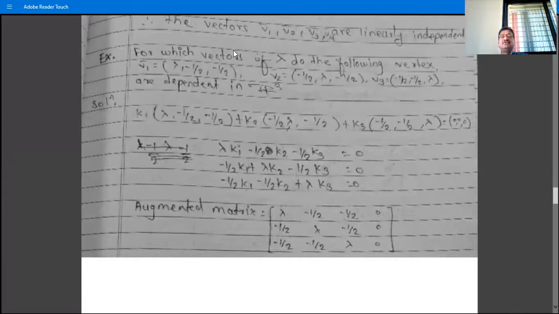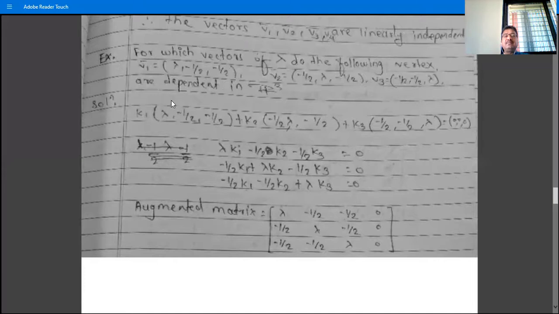For which values of lambda are the following vectors V1, V2, V3 linearly dependent in R3? So for which value of lambda are these 3 vectors linearly dependent? We denote these 3 vectors by V1, V2, V3; the notation is given in the problem.